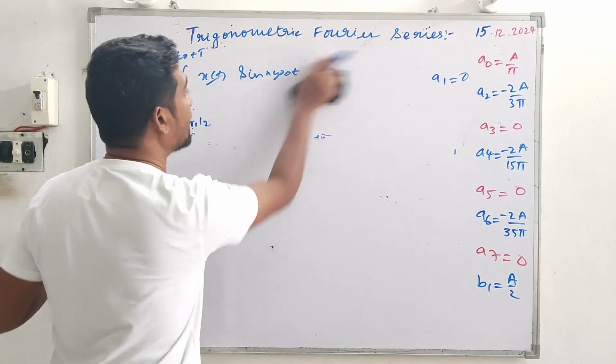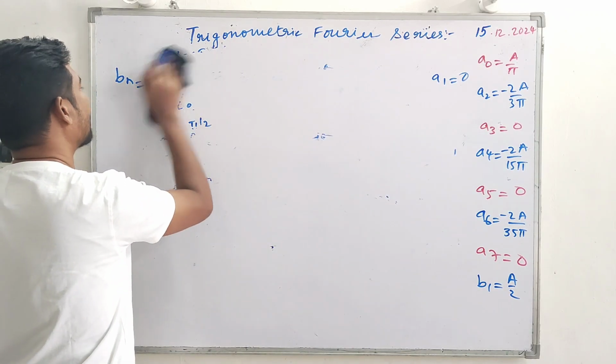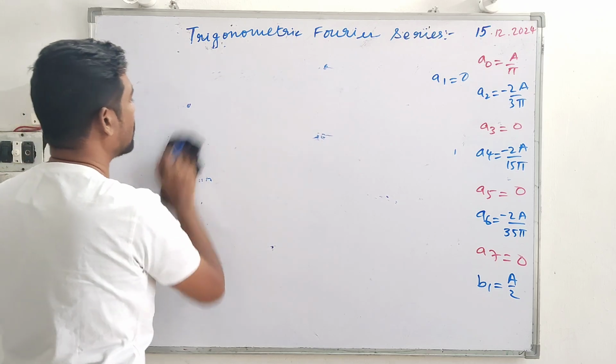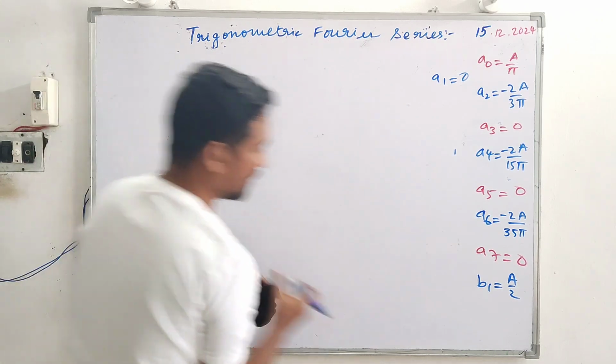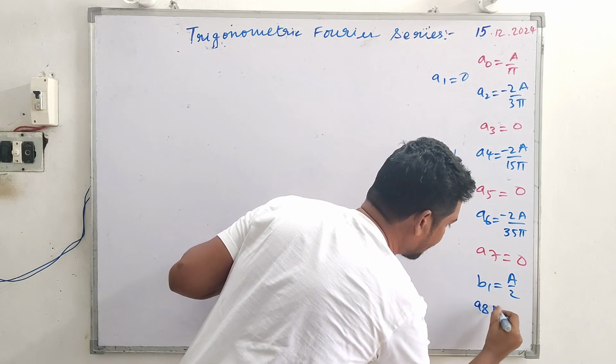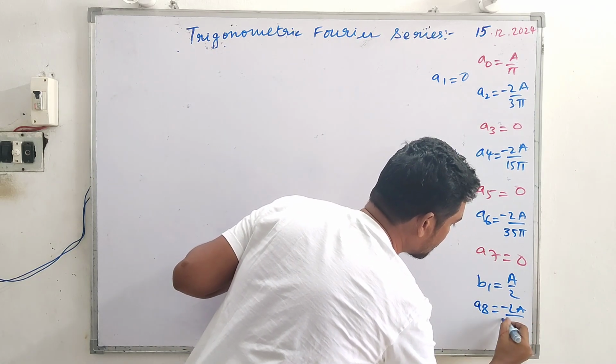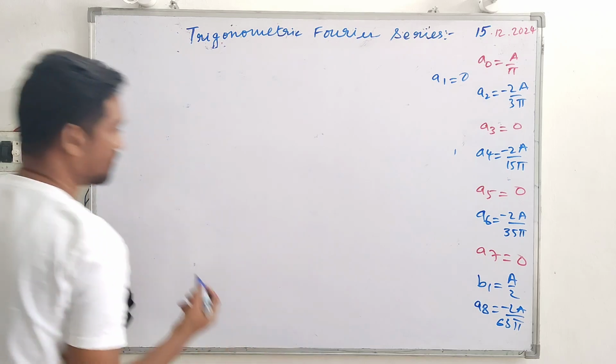Only those coefficients will be existing in the trigonometric Fourier series representation as far as this waveform is concerned, and those are enough. Alright, so if you calculate a8, that will be minus 2a by 63 pi. Check, it is your work.